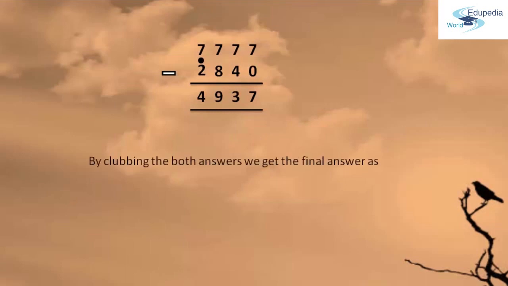Now by clubbing both these answers, you get the final answer as 49372840. Therefore you can say that 8888 into 5555 is equal to 49,372,840. So guys, this is how we can use this Varada Siddhantham Chudamani Sutram for finding the product of two different recurring numbers.